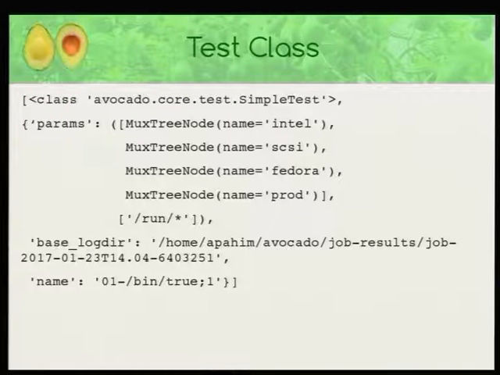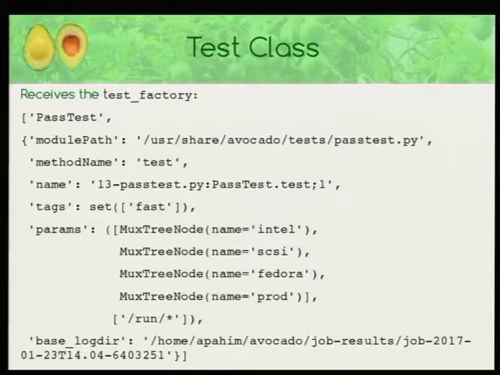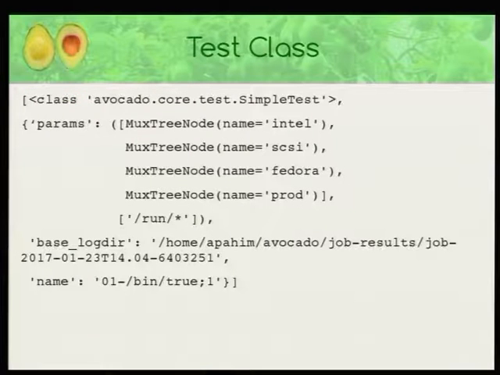This is the same test factory. We call this information here together. We call this test factory for the test class, and this is the test factory for a simple test. It's simpler than the previous one because it's not using the Avocado API.